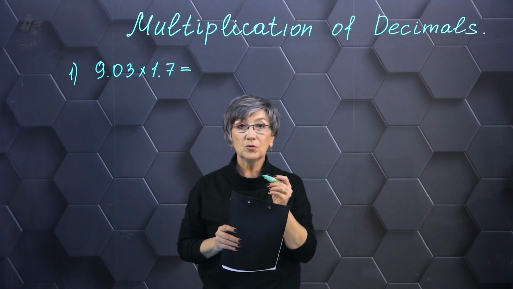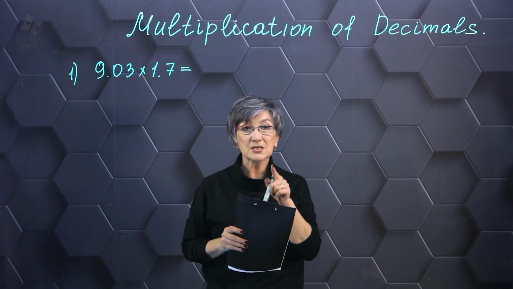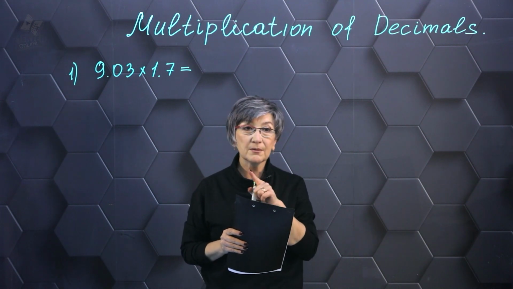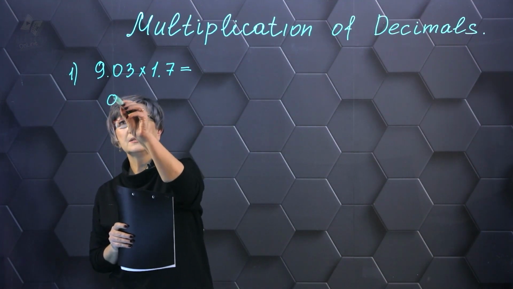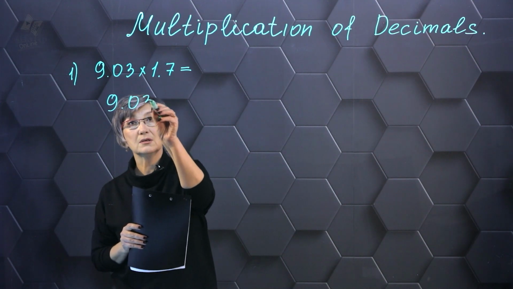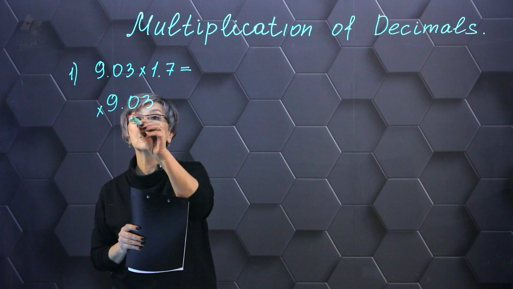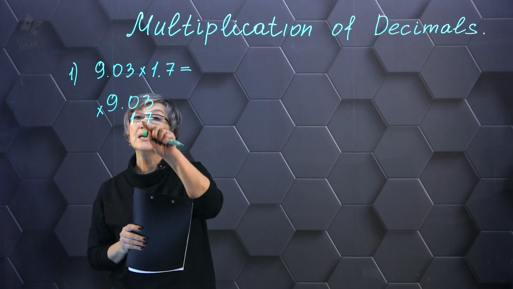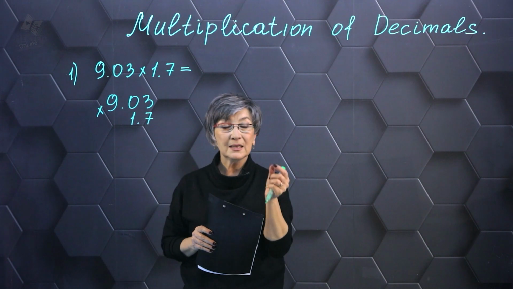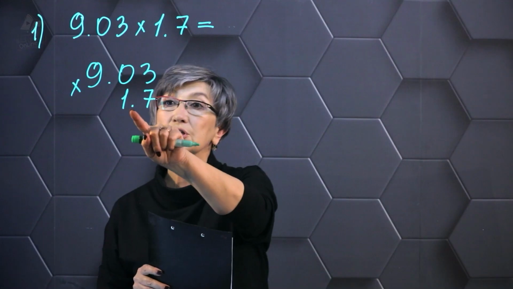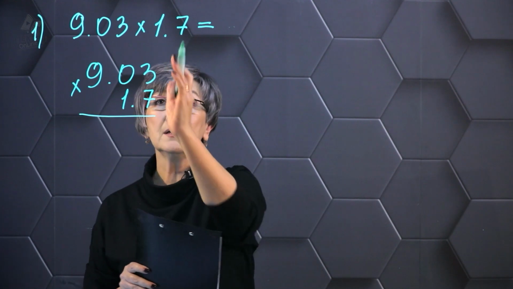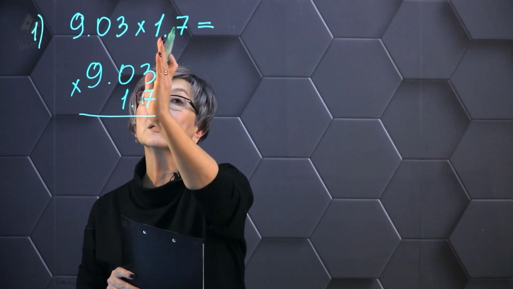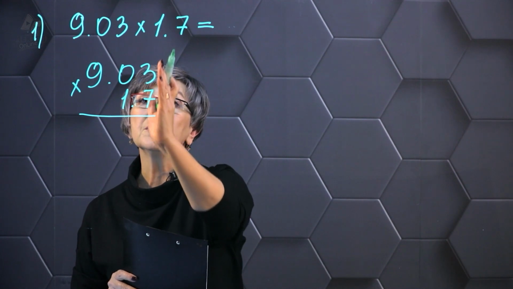We recall that when multiplying decimals in a column, we do not pay attention to the dot. So when I write down 9.3, I multiply by 1.7, I don't pay attention to the position of the point. I mean, the numbers may not be on the same line. The most important thing is that on the right-hand side, I have the numbers underneath the numbers.